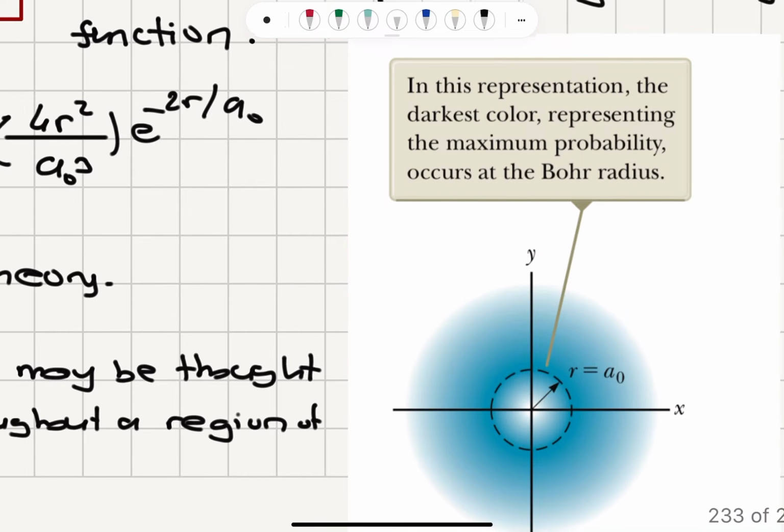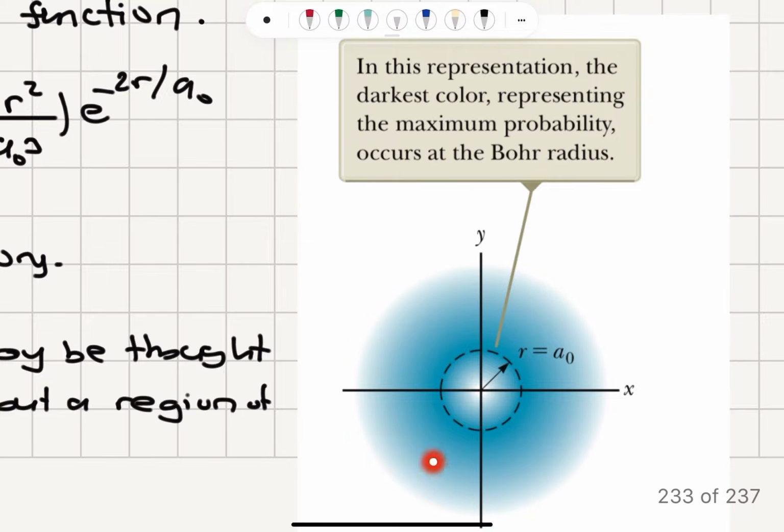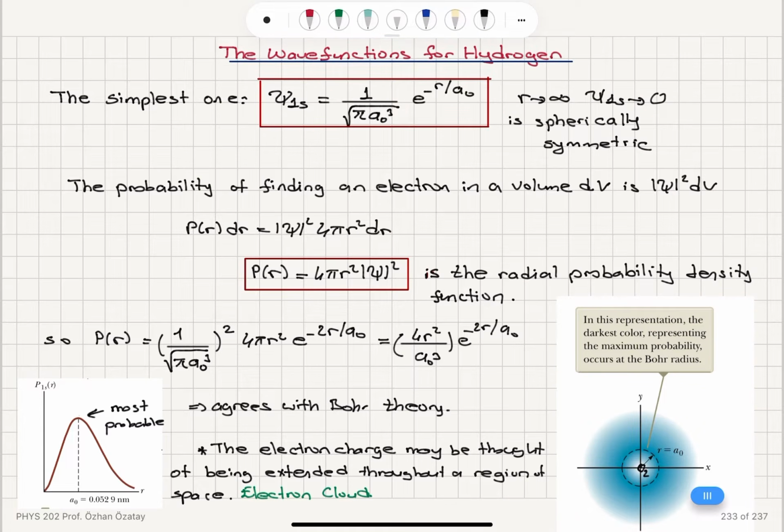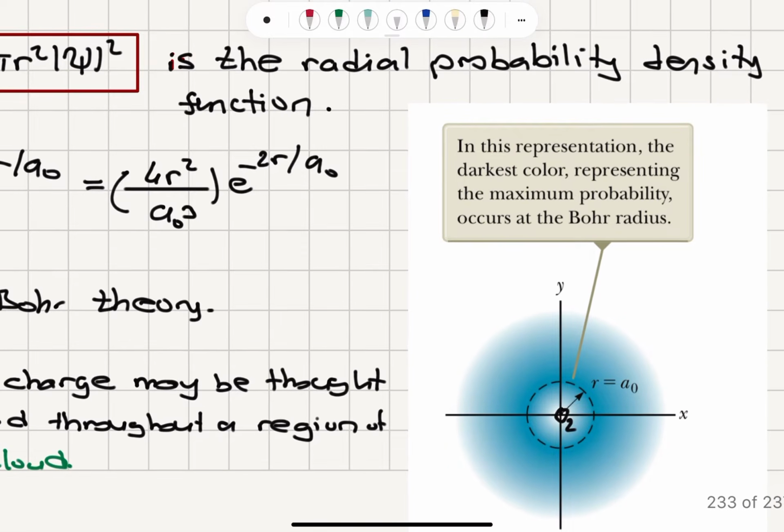Now, if you look at this representation, if you plot this in 3 dimensions, this is the x-axis, the y-axis, and the z-axis is coming out this way. That's the z-axis. We see that first we have r equals 0, 0 probability, and then we have the probability increasing, making a maximum at r equals a0, and then it decays exponentially.